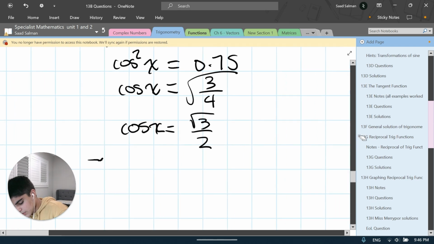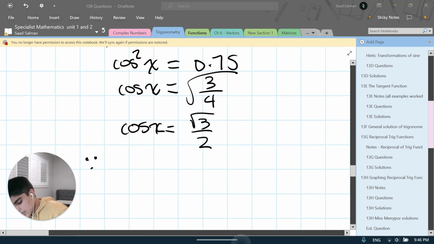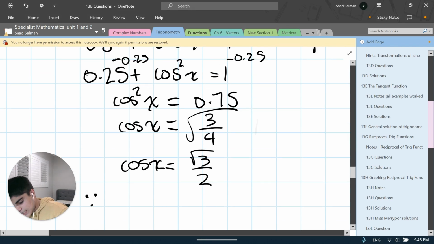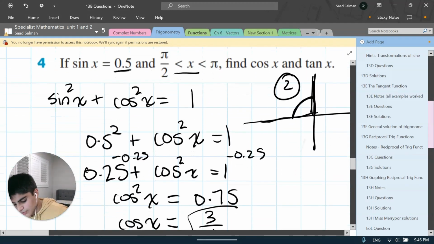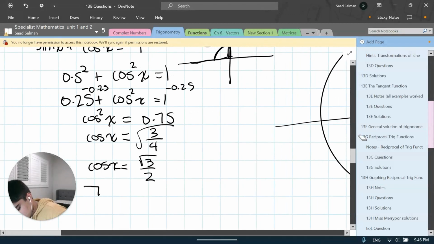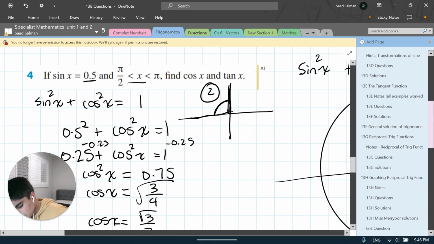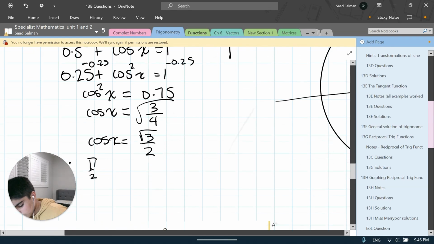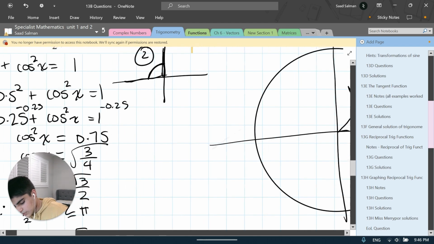Let's write this in radian form. x is greater than pi on 2 but less than pi, so cosine x equals negative root 3 on 2.